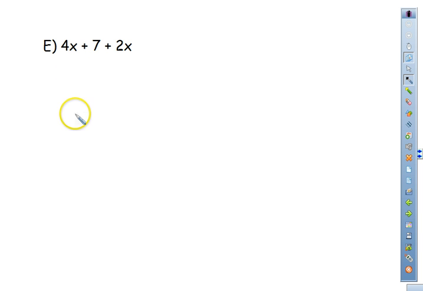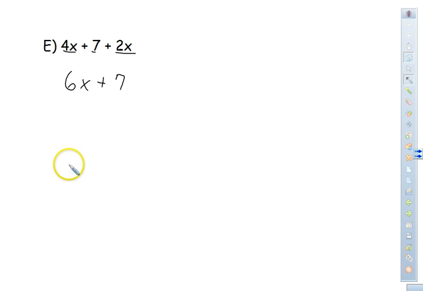Go ahead and hit pause and solve this. Alright, we have, since we're adding, we can combine what's like terms, first of all, which is 4x plus 2x, total of 6x. Then we're going to add my lone 7 by itself. We'll leave it out there. There's no other terms to combine that with. Okay? So 6x plus 7 is my answer.